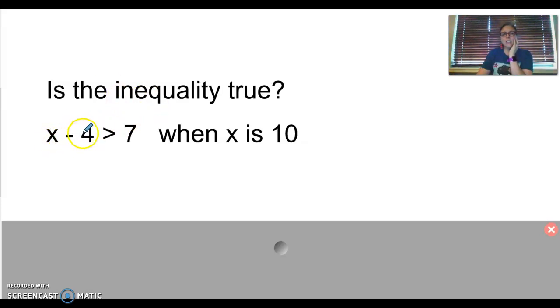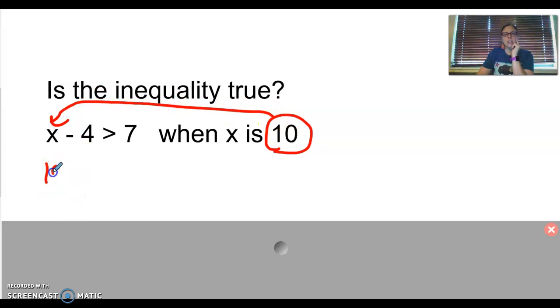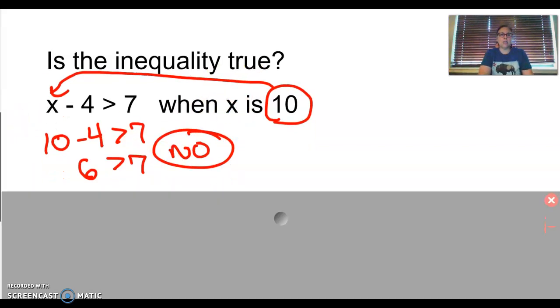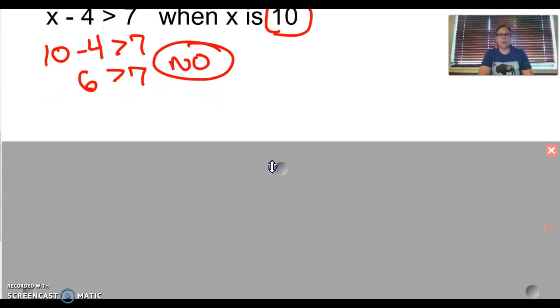So remember when we plug and chugged for our expressions, we're going to do the same things for the inequalities. So x minus 4 is greater than 7 when x is 10. So we're going to plug that in for the x. So 10 minus 4 is greater than 7. Well, what is 10 minus 4? 10 minus 4 is 6. Is 6 greater than 7? No, it's not. So this would not be true. Okay, so you just plug it in and then you see if it's true.